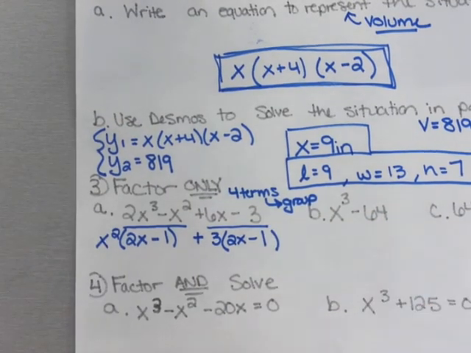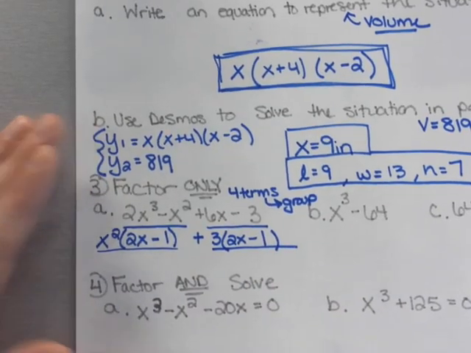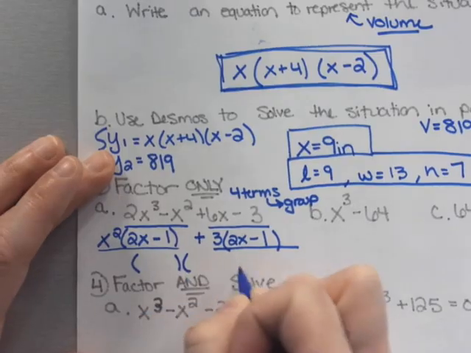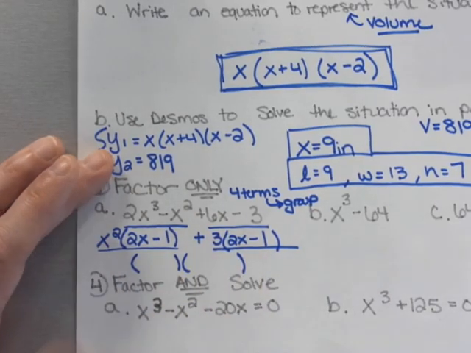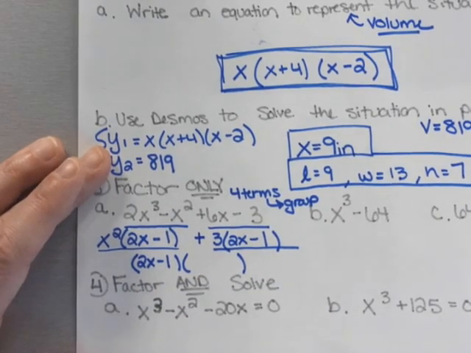-1. All right, so we were hoping that the thing in our parentheses would be the same. Was it? Yeah. So here's thing 1, here's thing 2. We're going to make 2 sets of parentheses. One is for what they have in common. What do thing 1 and thing 2 have in common? Yeah, 2x minus 1. And then what are my leftovers?